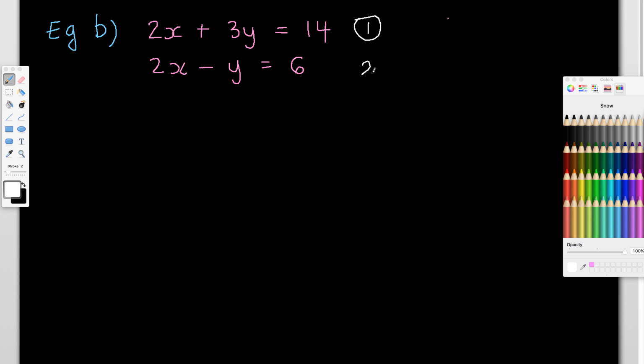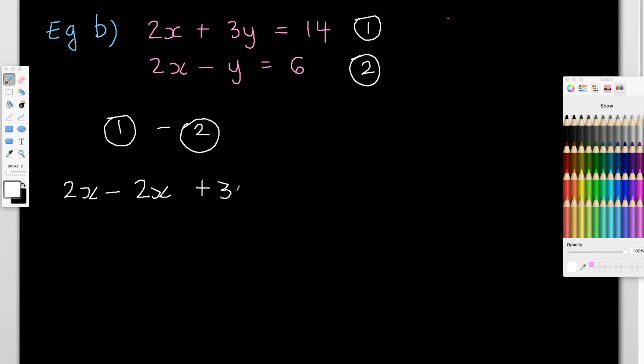So again, label them. Next step, I'm going to say equation 1 and I'm going to subtract equation 2 from that first one. So effectively, this is what's going to happen. I'm going to have 2x minus 2x. Okay, try and keep your like terms together. It just makes it a whole lot easier.